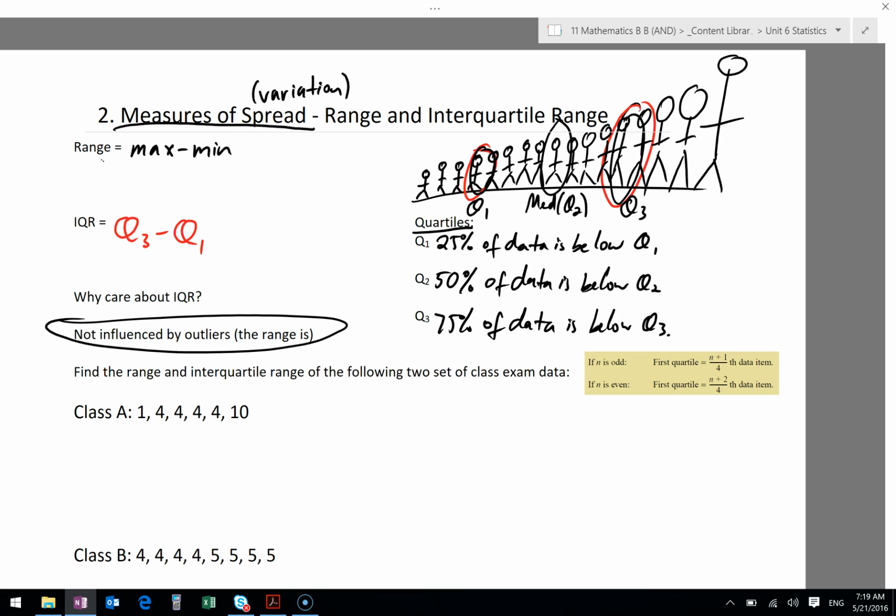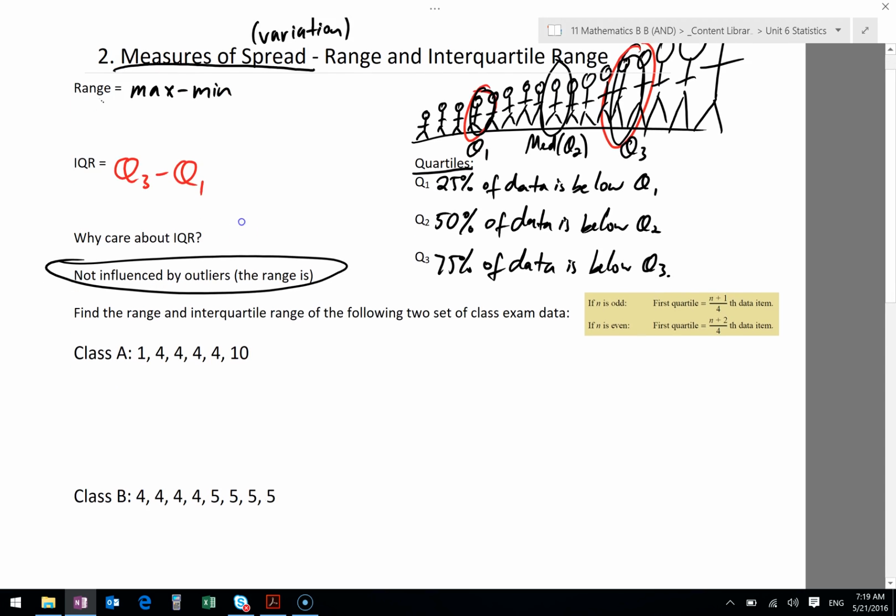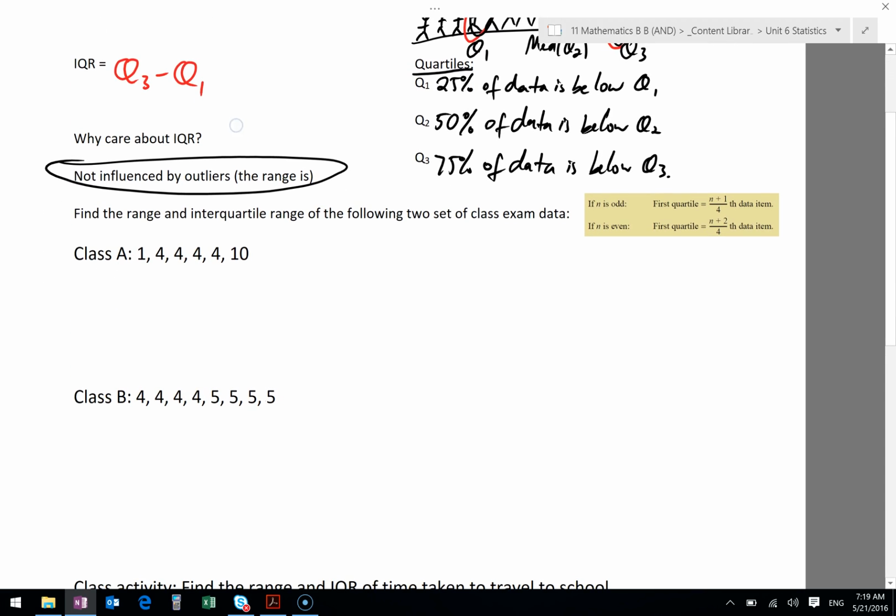So we've got some exam data, and we want to look at the range and the interquartile range. For class A, to calculate the range, it'll just be the maximum minus the minimum. So 10 minus 1 would be 9. Just looking at the biggest and smallest.